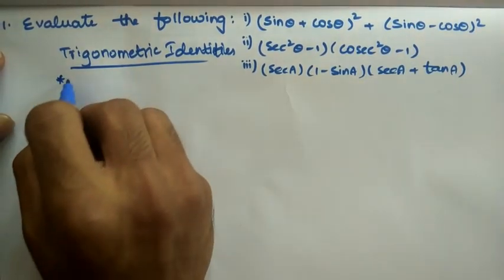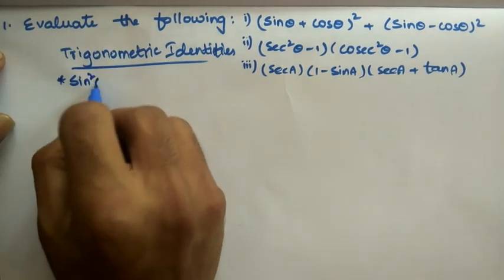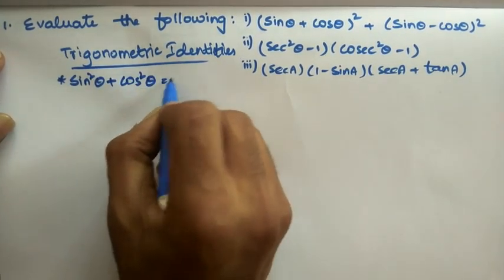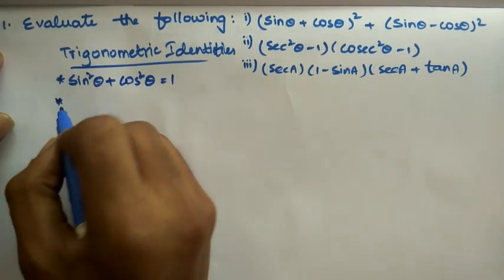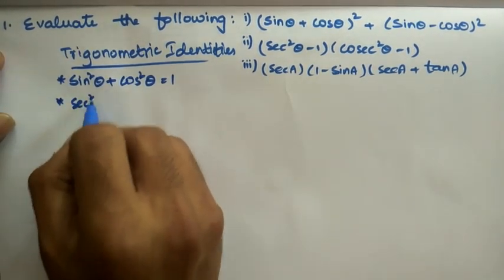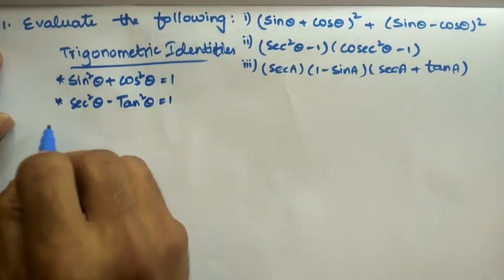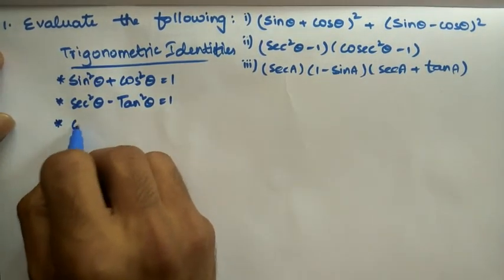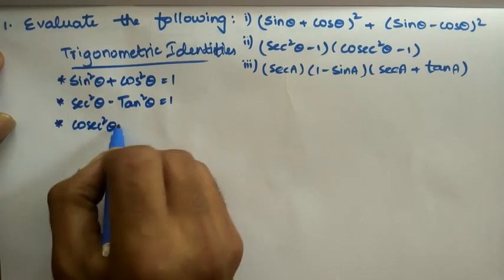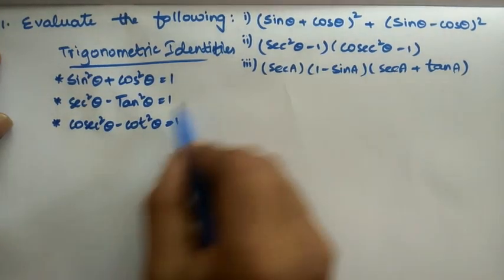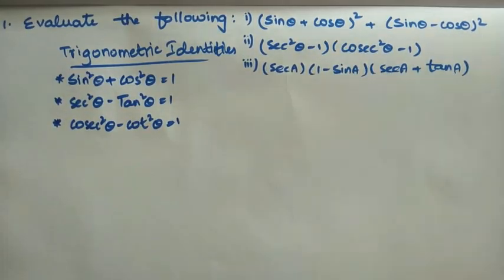The first identity is sin square theta plus cos square theta is equal to 1, and secant square theta minus tan square theta is equal to 1, cosecant square theta minus cot square theta is equal to 1. Based on these identities we need to solve these problems.